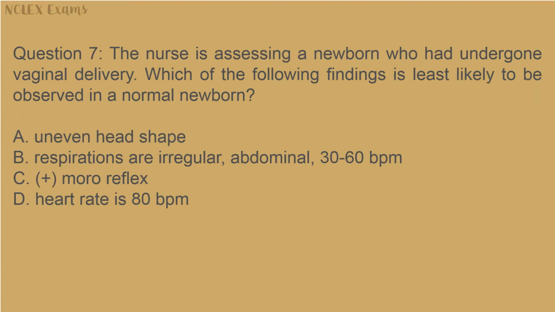Question 7. The nurse is assessing a newborn who had undergone vaginal delivery. Which of the following findings is least likely to be observed in a normal newborn? A. Uneven head shape. B. Respirations are irregular, abdominal, 30 to 60 bpm. C. Palmar reflex. D. Heart rate is 80 bpm.